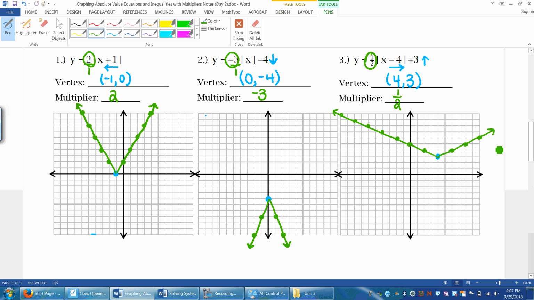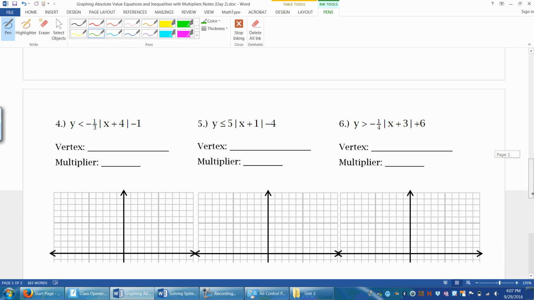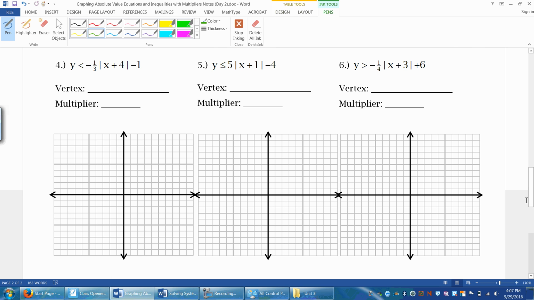And 1/2 is between 0 and 1, and so this graph actually looks a little bit wider, which means it shrunk vertically. Yesterday we also graphed inequalities, so we'll practice with those.